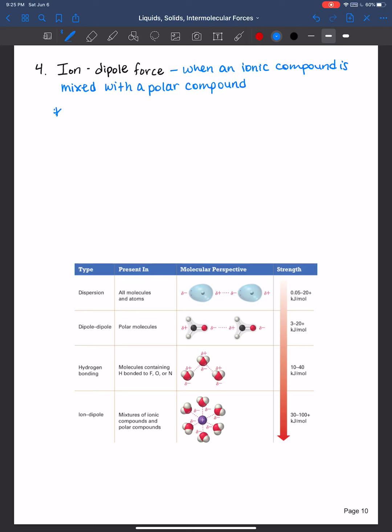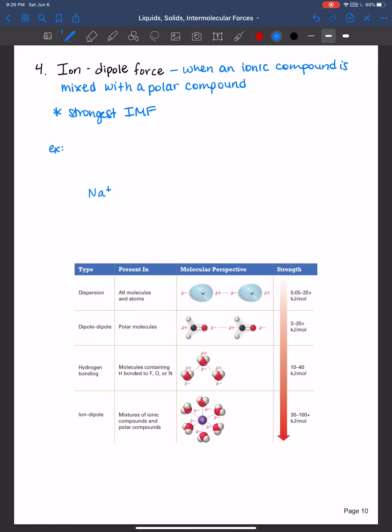And like I said, it's the strongest intermolecular force. And we will investigate it further in future lecture videos when I go into the topic of solutions and understanding why solutions mix. So we'll definitely have a lot more time with this particular intermolecular force in the future. But just to give you an example, let's say we have sodium chloride.